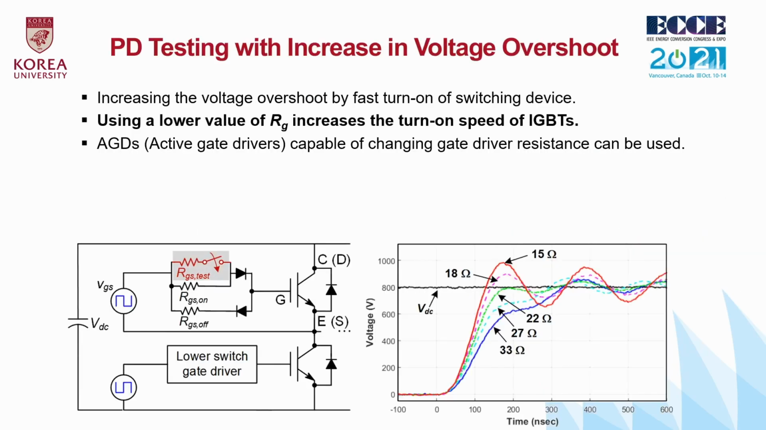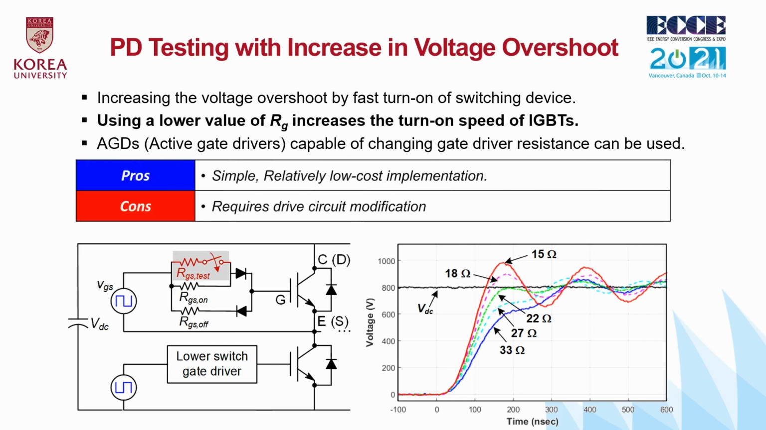The first method, increase in voltage overshoot. With a low gate resistance value, the switching devices' turn-on and off time can be decreased, as shown below. The value of RG can be adjusted with minor modifications to the gate driver circuit or with inactive gate drivers. It's not complex, but still needs a gate board circuit modification.